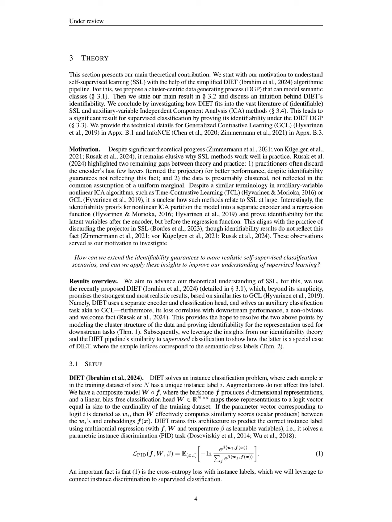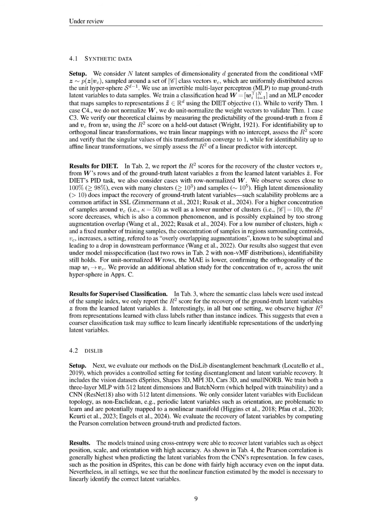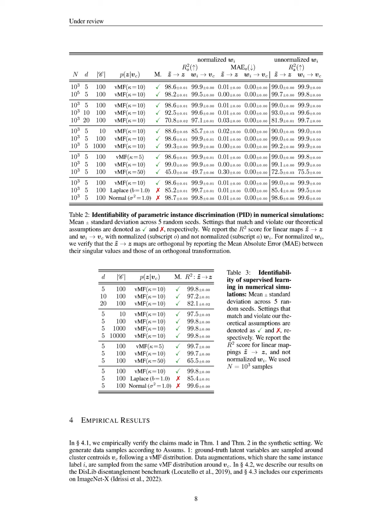The DIET method operates by solving an instance classification problem, where each training sample has a unique instance label. For example, consider a dataset of images of animals, where each image is labeled with a specific animal type, e.g. cat, dog, bird. The DIET architecture consists of a backbone that generates 81-dimensional representations of these images, and a linear classification head that maps these representations to a logit vector corresponding to the unique instance labels.